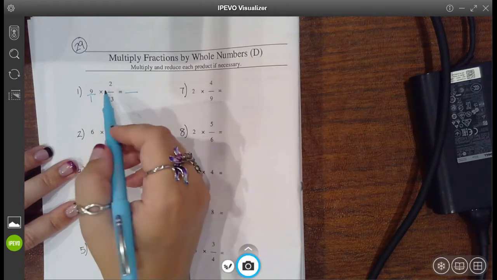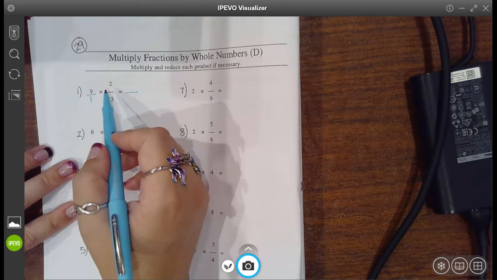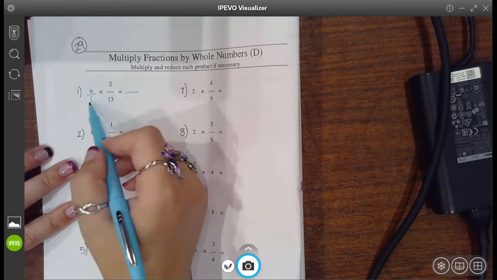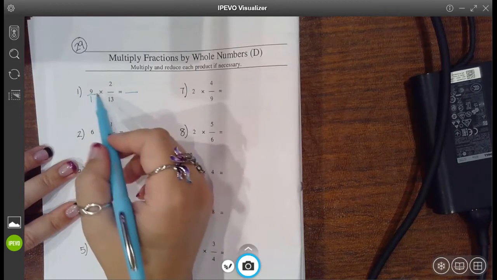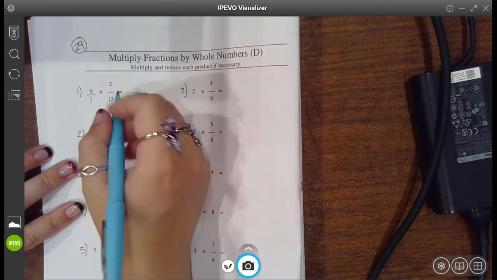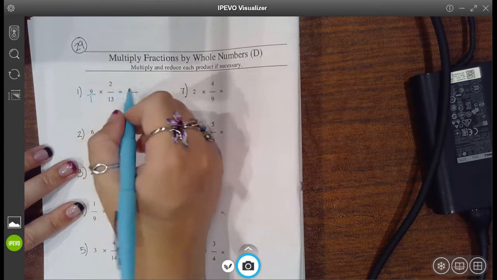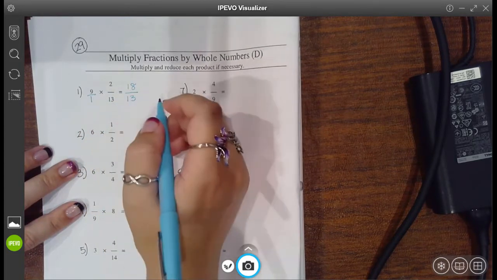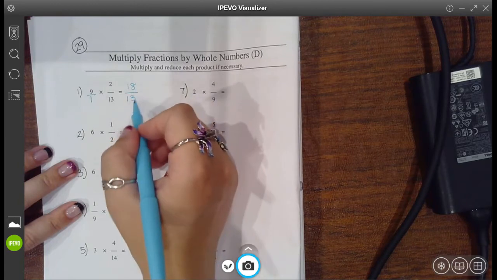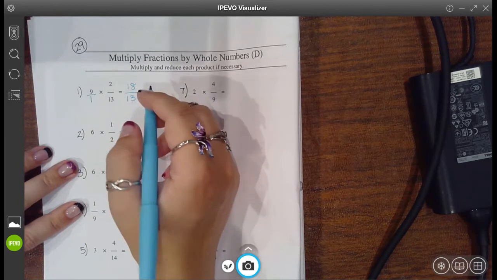Sometimes we like to cross cancel to make the numbers smaller and easier to deal with. So you look to see if anything can go into 1 and 2. No. If anything can go into 9 and 13. No. So you just go across. 9 times 2 is 18. 1 times 13 is 13. Okay. If you can reduce it, you can reduce it.